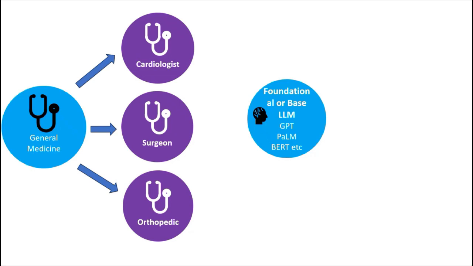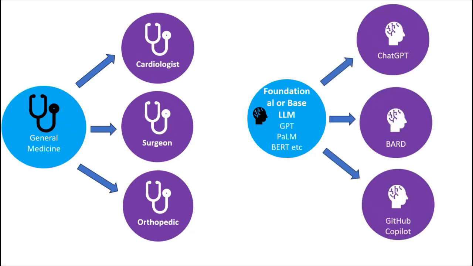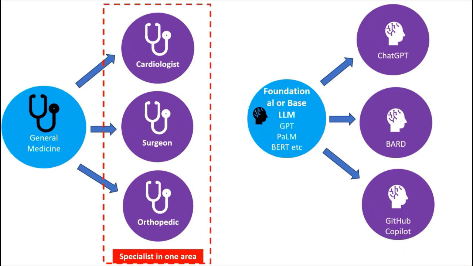These doctors are similar to fine-tuned LLMs. They started as general practitioners like the base LLM, but they underwent additional training and education to become highly skilled in a specific area. For example, an orthopedic surgeon becomes an expert in bone and joint related issues, and a cardiologist specializes in heart related conditions. Similar to this, these specialized fine-tuned models like ChatGPT, Google Bard, and Microsoft GitHub Copilot are specialized for different tasks.